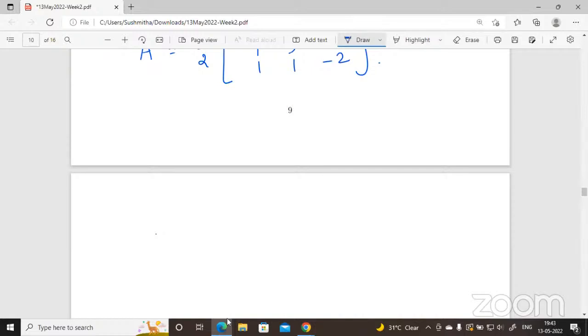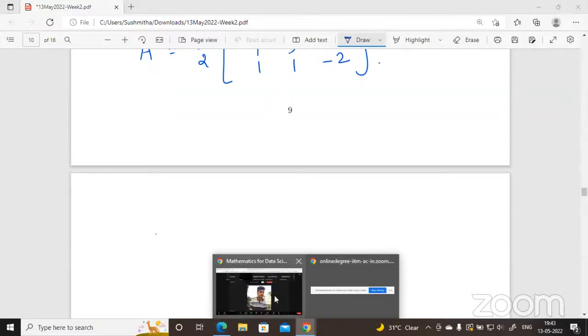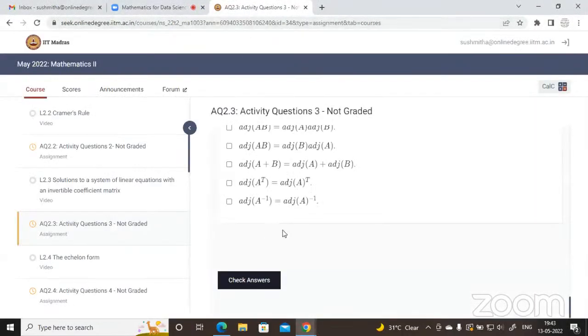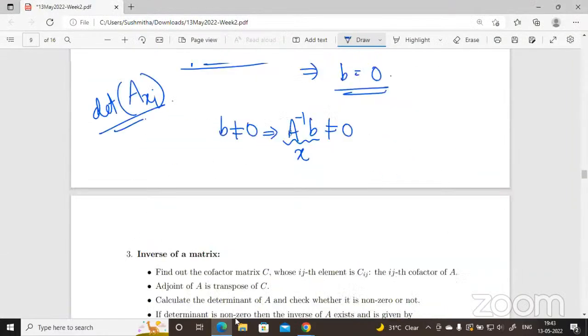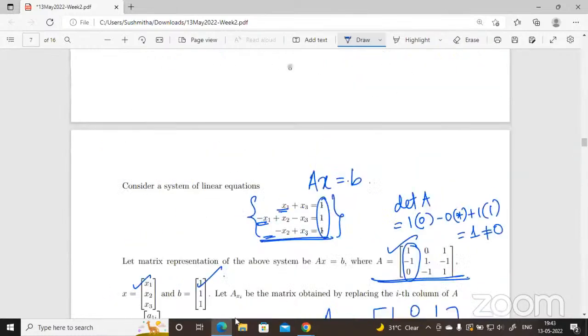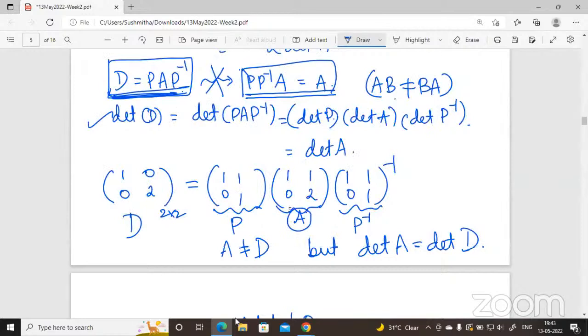Ma'am, I have a question about that activity question, did D equals PAP inverse, which we were discussing. I was thinking we cannot change the order of multiplication of matrices, that is correct, right, ma'am? But the determinant we can break up, right? So from that we can prove the determinant of D is determinant of A, but we cannot tell A is equal to D. Determinant of D is equal to that of A, we can say, but whether the original matrices are the same, we don't know. Okay, now I understand.